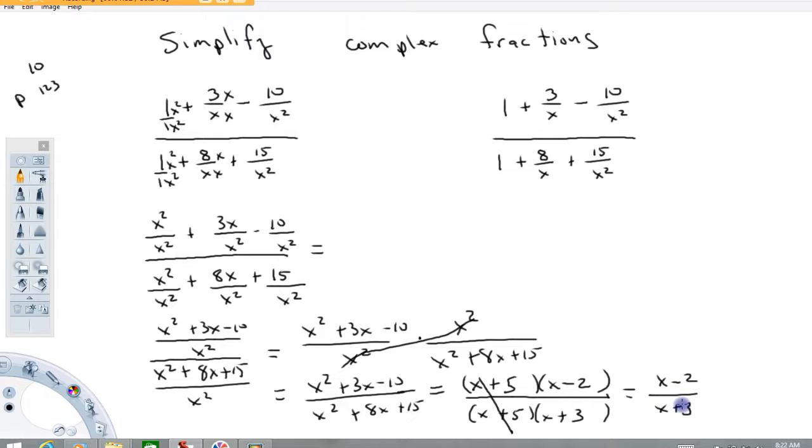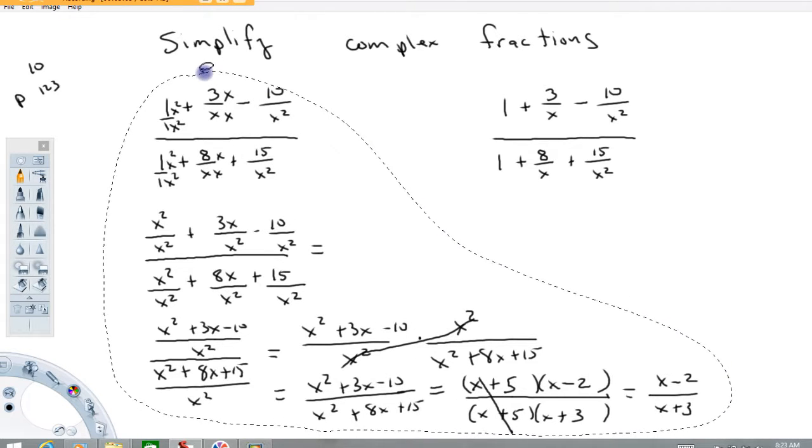Probably saying that looks like a lot of work, and the answer is yes, it is. Sometimes simplifying these things down can be a lot of work. All right. Now the good news is we're going to talk about another method that tends to be a lot quicker and a lot easier.